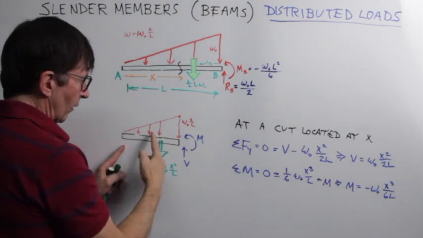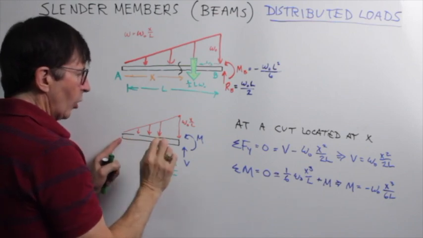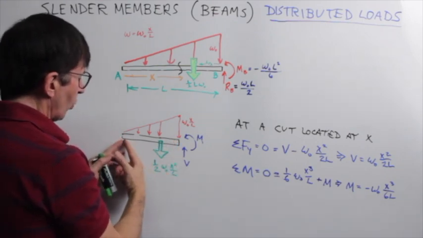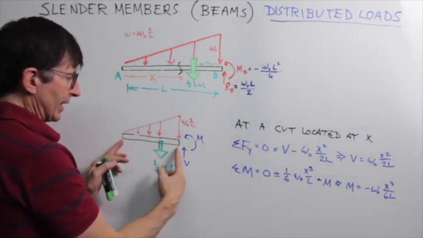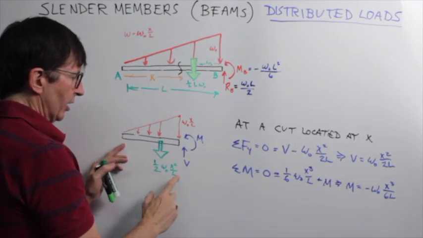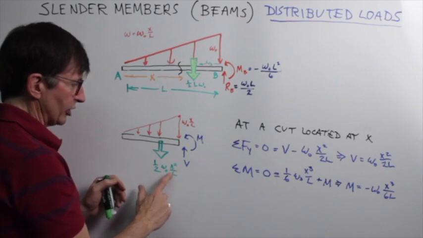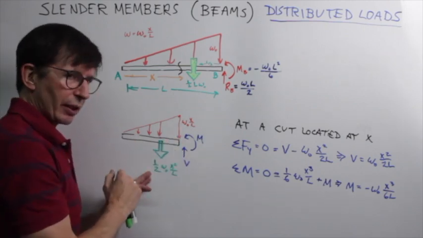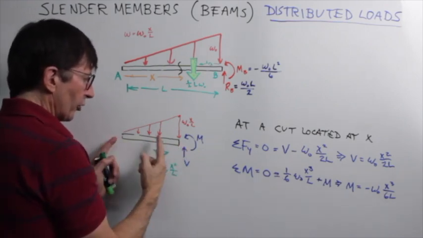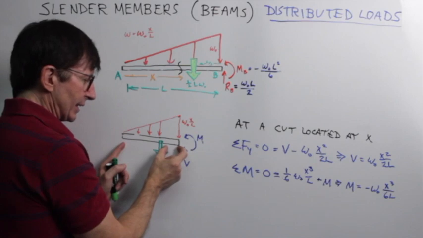And in a triangular distribution, its resultant is 2/3 of the way down the triangle with a magnitude equal to the area under the curve. So the area here is 1/2 the base, and the base is now x, times the height, which is W naught x over L. So the resultant magnitude is 1/2 W naught x squared over L by just taking the area of that triangle. And it is applied at a distance from our cut 1/3 the way down this section, which has a length of x. So x over 3 is this distance.